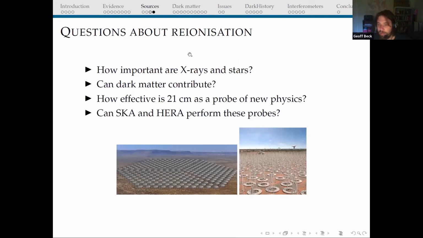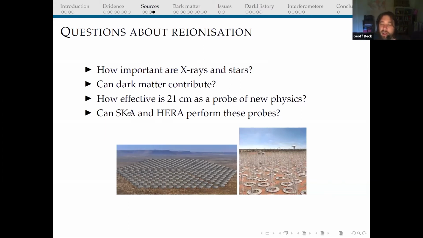Okay, so there are big questions that come out of this sort of overview of reionization. How important are stars and X-rays, respectively? So how much work do they do in this reionization? How much room is there for dark matter to contribute? And more importantly, is the 21 centimeter signal from the epoch of reionization an effective probe of new physics, of additional energy injection beyond simply stars and X-rays?